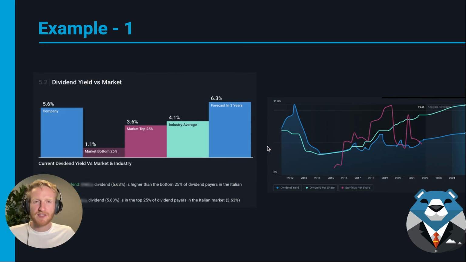Now, while I'm in the dividend section of the company report, I'd also just have a look at the comparison to the industry and market. As we saw, this particular example is a standout where it's top quality, better than the industry, better than the top quartile of market payers. So it really is one of the better opportunities out there.